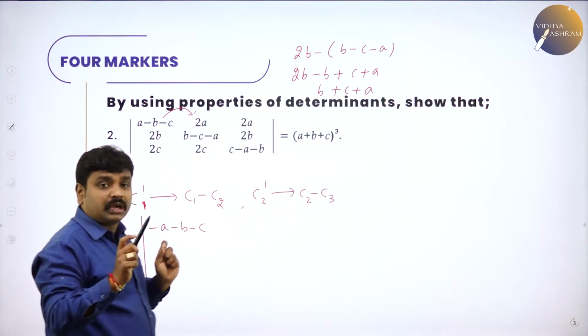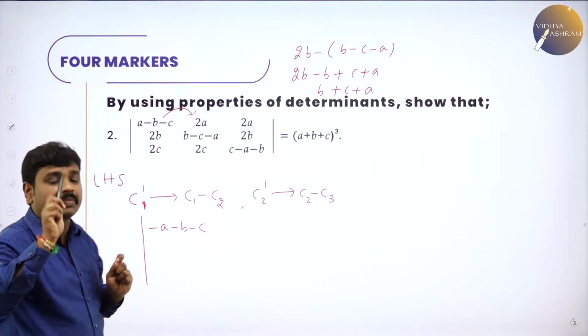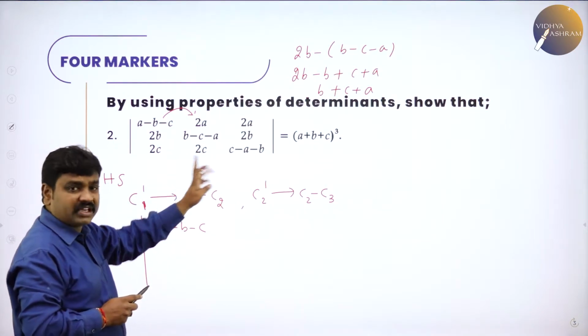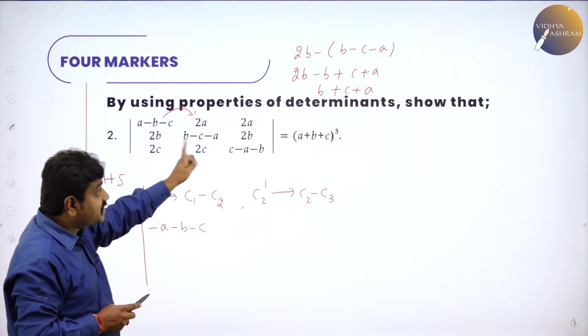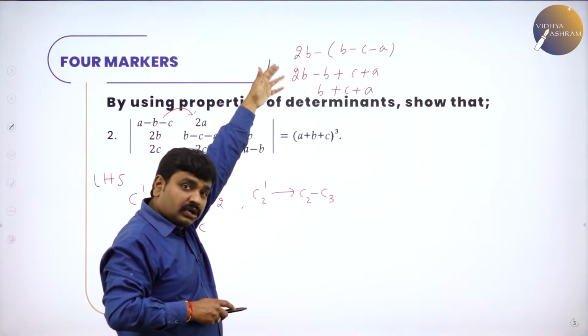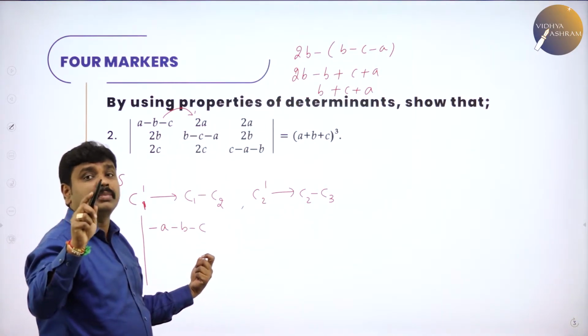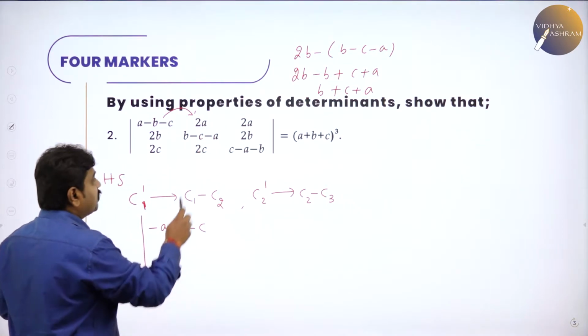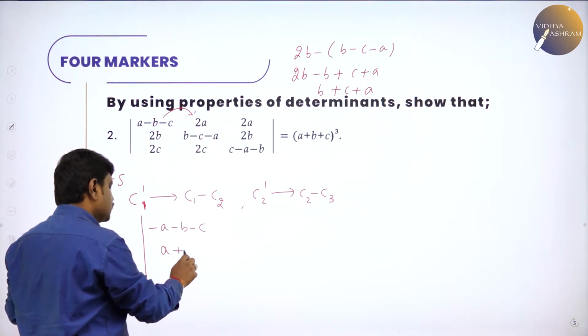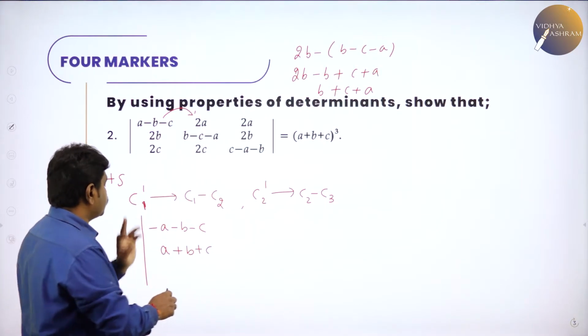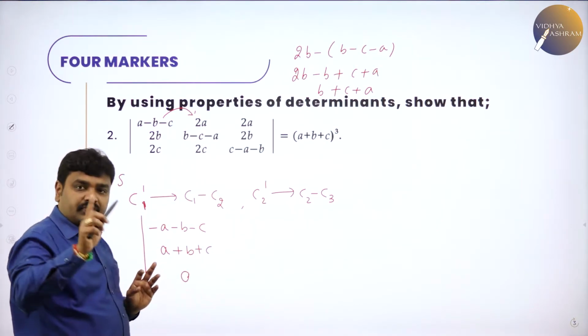So how to do column transformation? Corresponding elements you should subtract. First element minus first element, second element minus second element, third element minus third element. Second element minus second element separately again, you can do it and then you can substitute. So you can avoid mistakes. So now it will become what? B plus C plus A. Can I say A plus B plus C? Then third element minus third element, simple. 2C minus 2C is 0. Hope all of you understood.